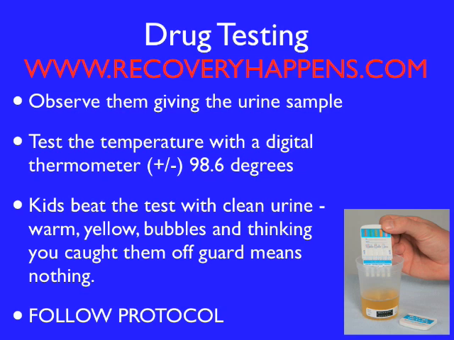So there's really only 2 ways to collect the sample, and that is to watch them give the sample or to buy a digital thermometer. They're about $8 at the pharmacy. Buy a digital thermometer, and the temperature should read plus or minus 2 or 3 degrees of 98.6. 98.6, of course, is body temperature.